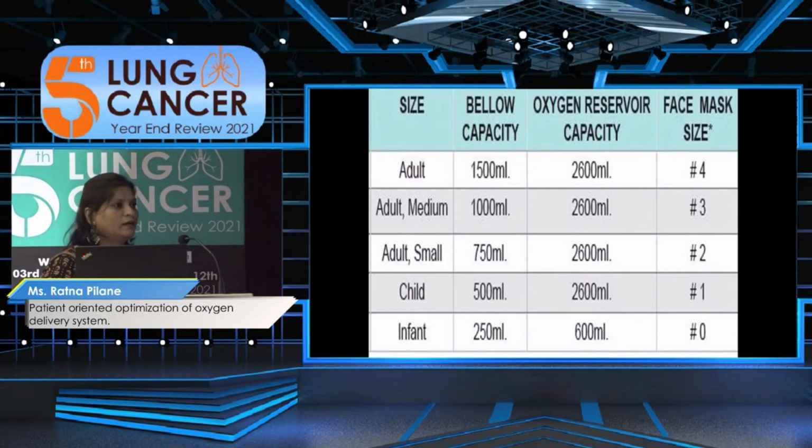Adult medium means an age of around 25 to 30 years. This is old adult. The bellow capacity is 1000 ml and the oxygen reservoir capacity is 2600 ml. The mask size is 3.